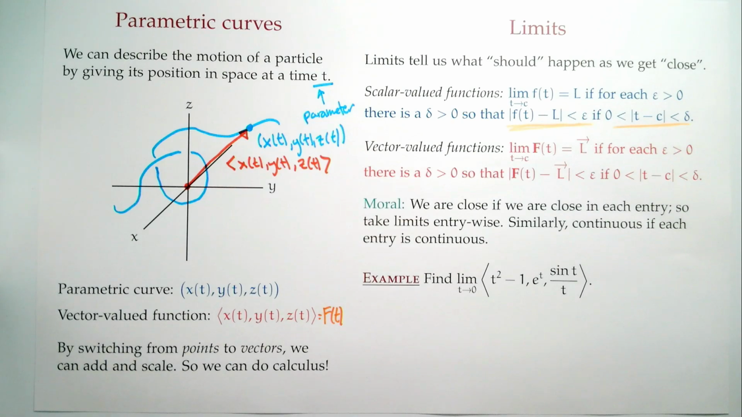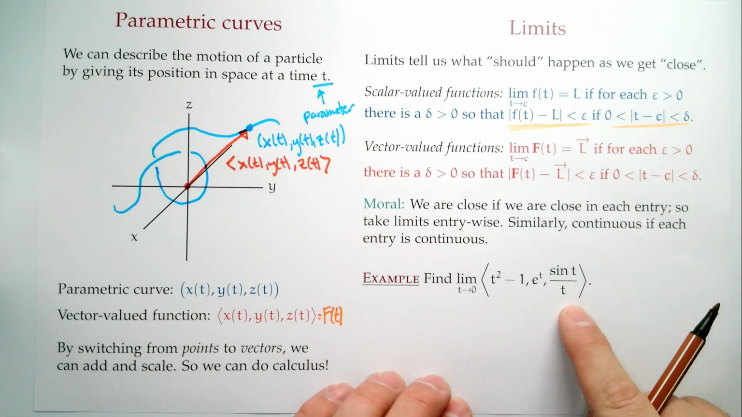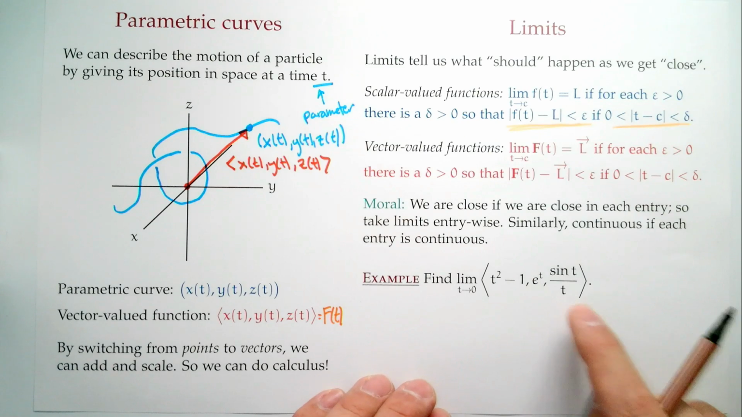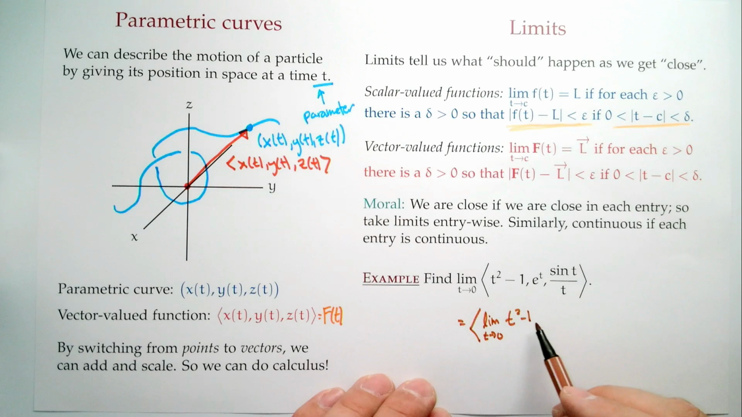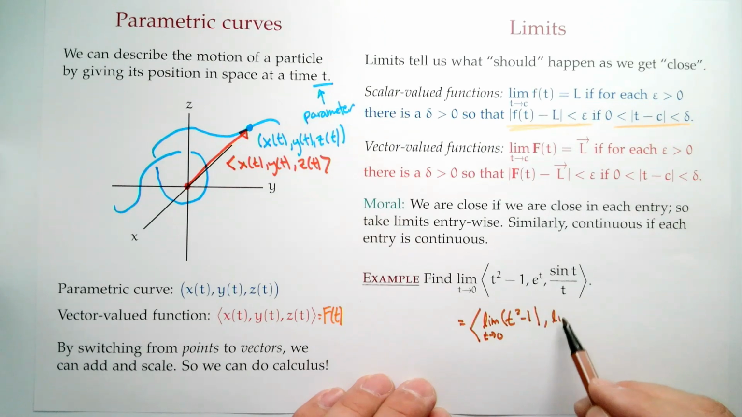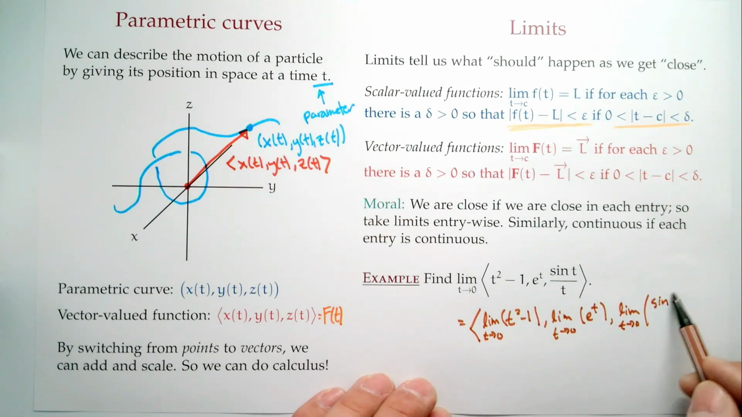Find the limit as t goes to 0 of the vector valued function t squared minus 1, e to the t, and sine of t over t. Now what we do is we say, okay, instead of thinking of this as the limit of a vector valued function, we need to have each entry. So we're going to pass the limit into the inside. So limit as t goes to 0 of t squared minus 1, limit as t goes to 0 of e to the t, and the limit as t goes to 0 of sine of t over t.